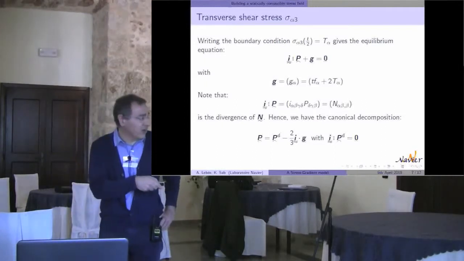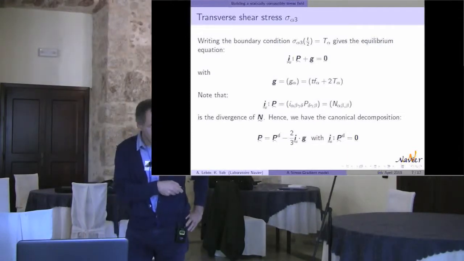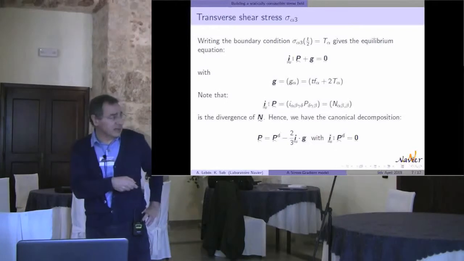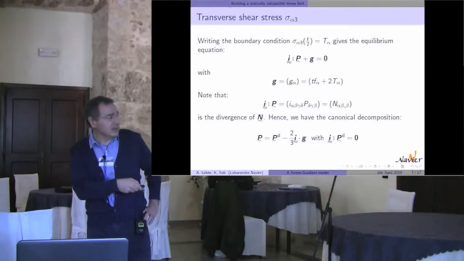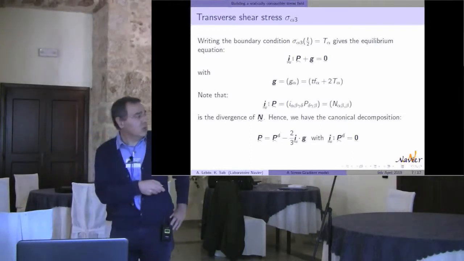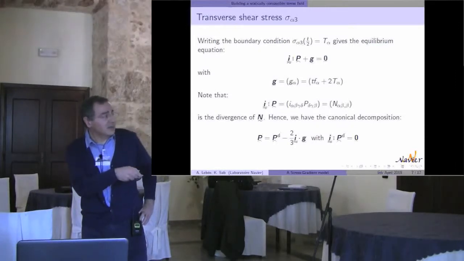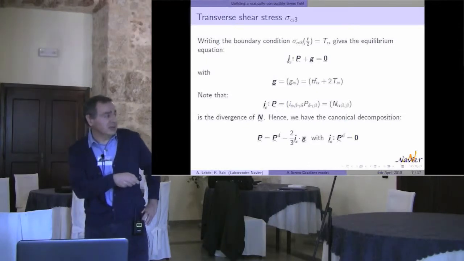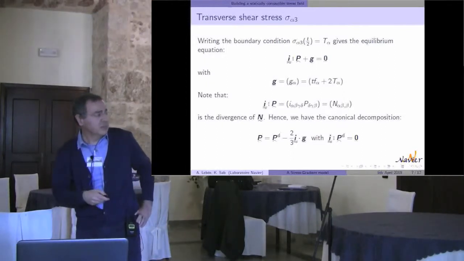So here I use a decomposition which was already introduced by Sébastien, where I decompose P in terms of a deviatoric part and a spherical part. And what is said here is that the spherical part of the gradient of n is known, is imposed by external loads, which is equal to G. Okay?